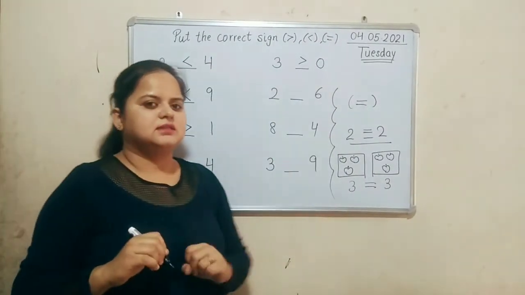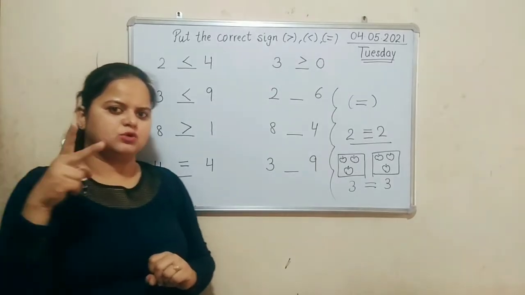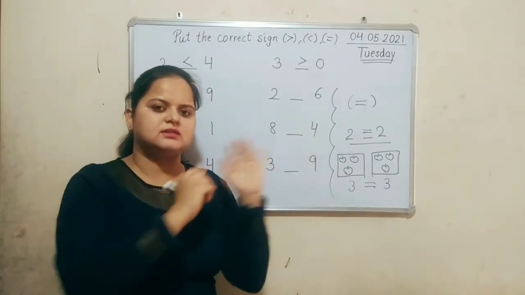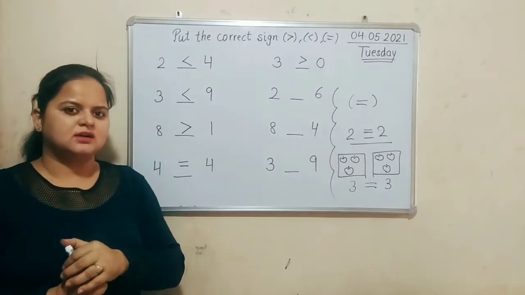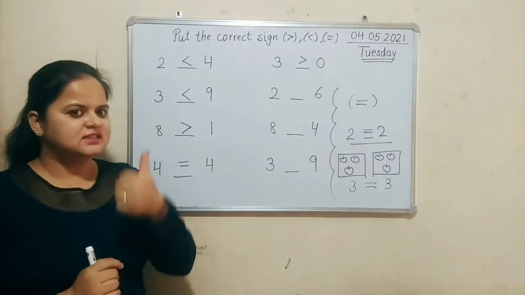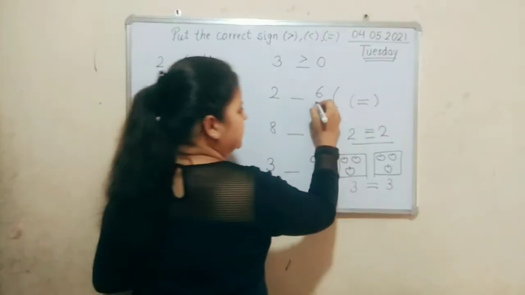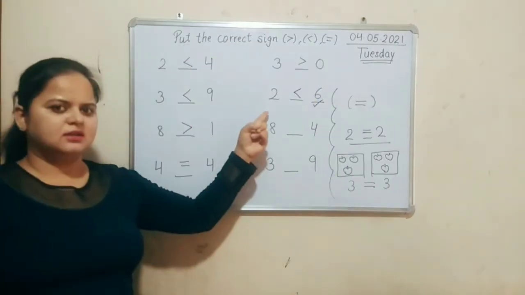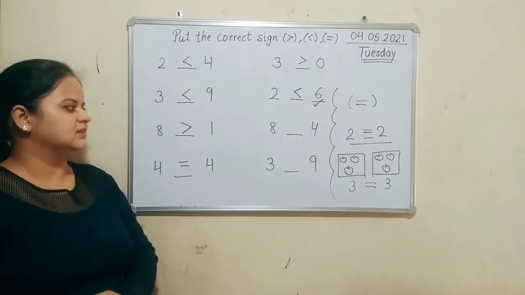2 and 6. On one side we have 2 objects, and on the other side we have 6. So which are more? Yes, 6. Very good. So 6 is the greater number and 2 is smaller. Very good.